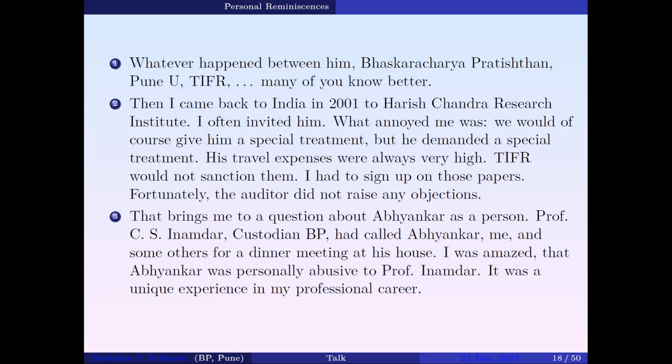I often invited him. What annoyed me was that we would, of course, always give him special treatment. He was a great mathematician. But he demanded special treatment. His travel expenses were always very high. I don't know whether he traveled by first class or something. And TIFR would not sanction them. And I had to sign those papers from Harishchandra Research Institute, and hopefully the auditor did not raise any objections to whatever I did.